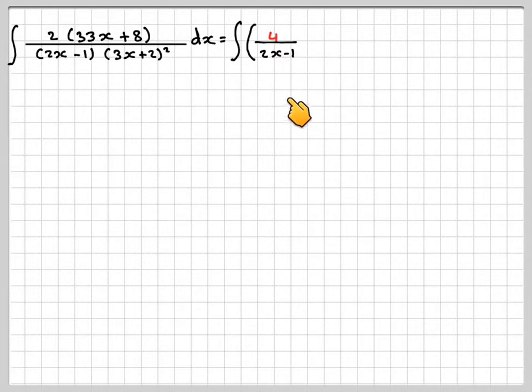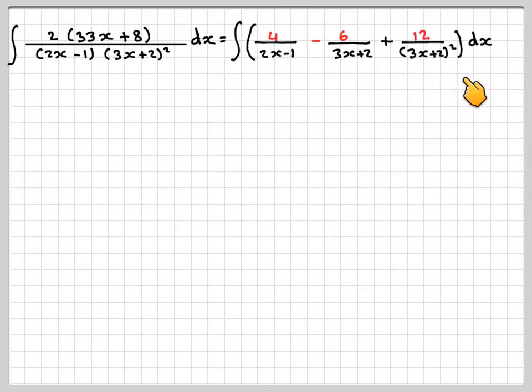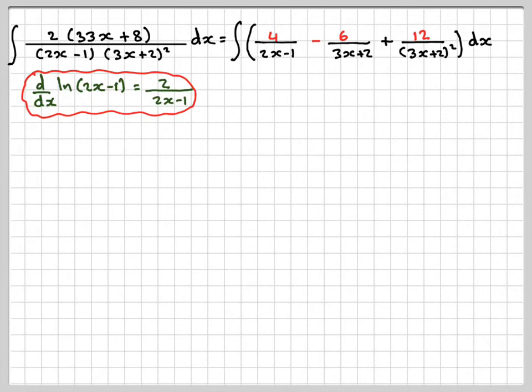Right, we'll take these values and we'll now put them in. So we get 4 over 2x minus 1, minus 6 over 3x plus 2, plus 12 over 3x plus 2 all squared. Just make sure you get the right coefficient with the right denominator. Right, if I was to differentiate ln of 2x minus 1, that will give me 2 over 2x minus 1.